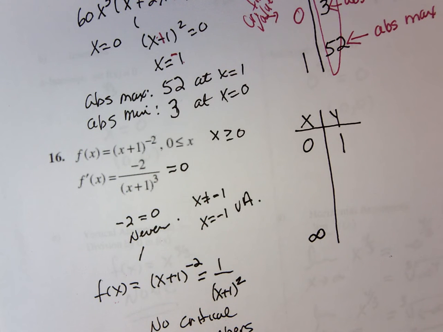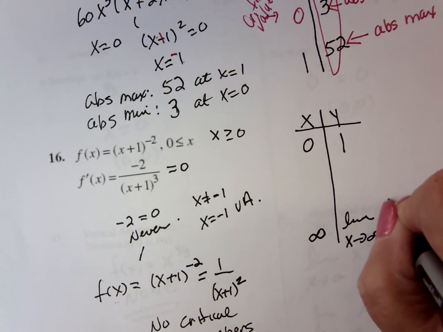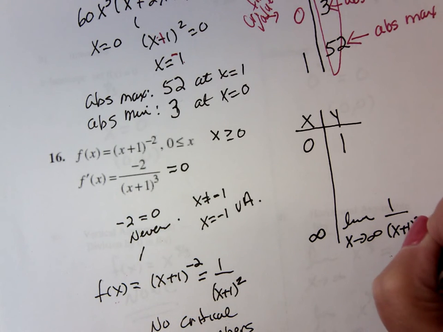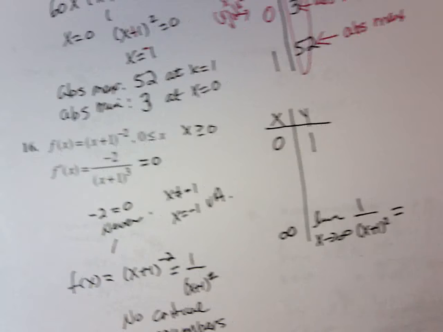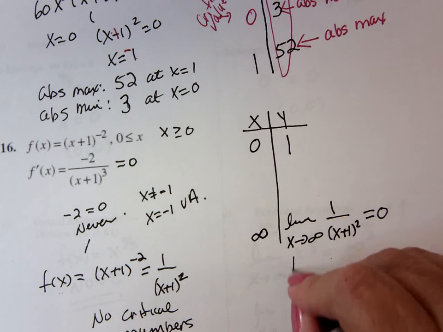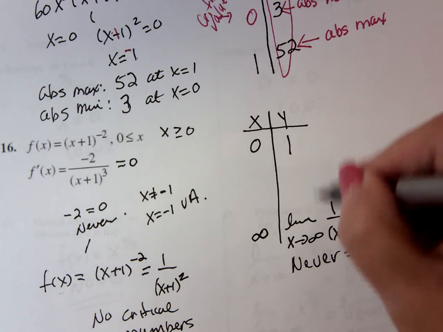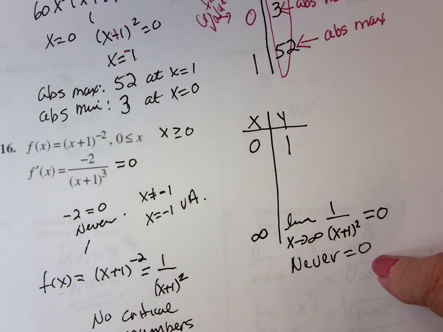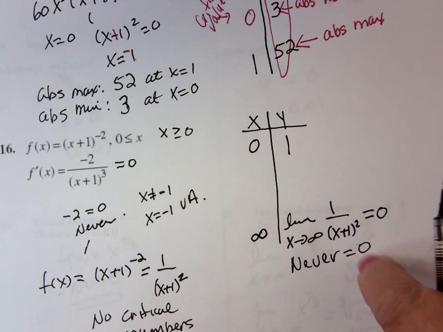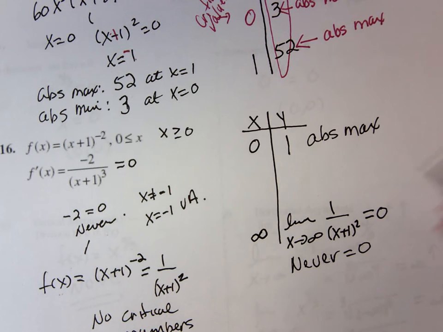What am I going to need to do if I'm looking at infinity? Limit. Take the limit as x goes to infinity of 1 over x plus 1 squared, which goes to 0. But is it ever 0? No. So that says, is 1 bigger than 0? Yes. So this is my absolute max. And there is no absolute min.